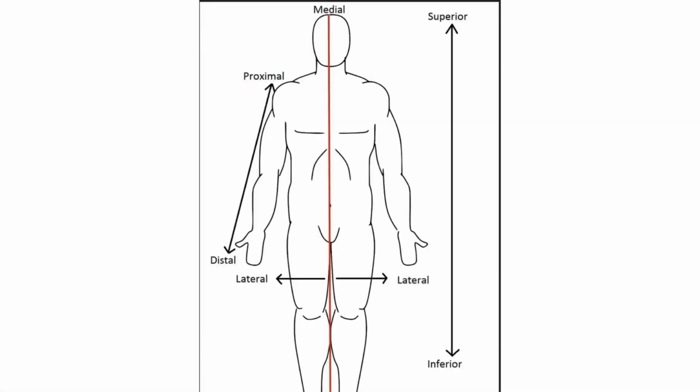The next one is the medial and the lateral. Medial means towards the midline. For instance, the nose is medial to the eyes, while lateral means away from the midline of the body. For instance, the arms are lateral to the chest.